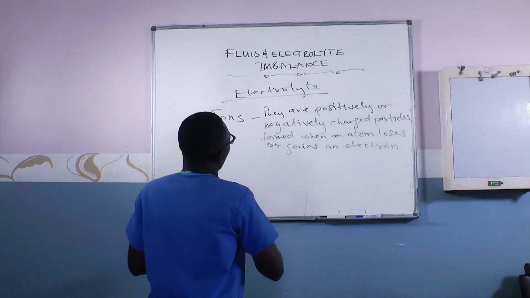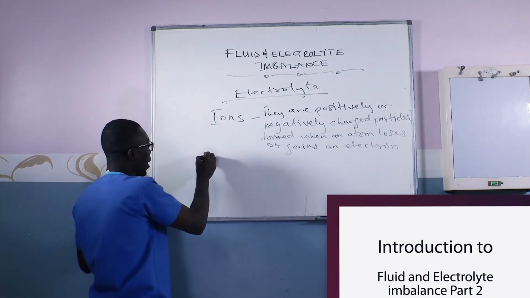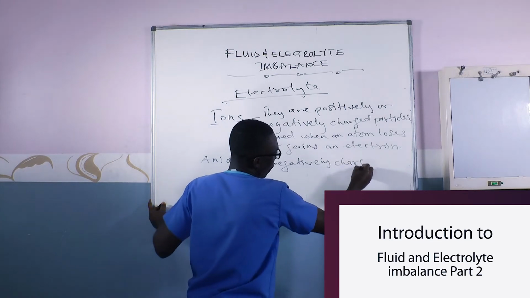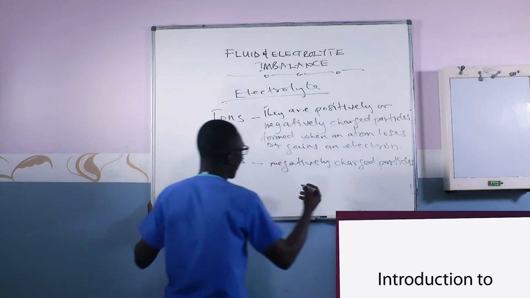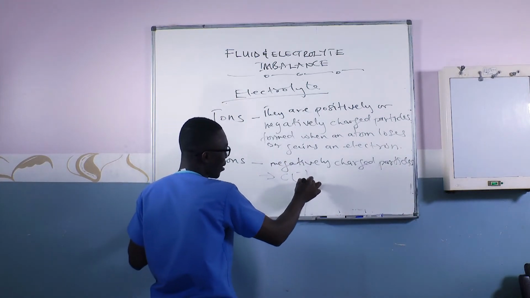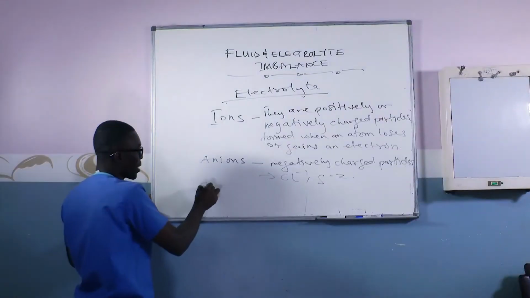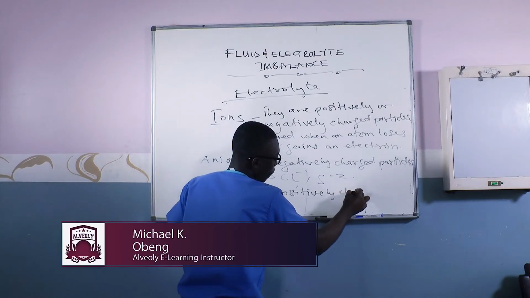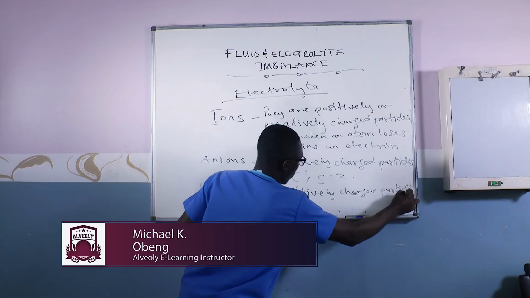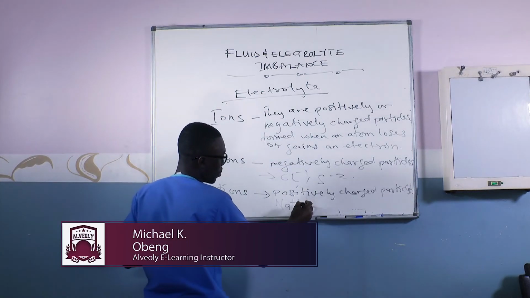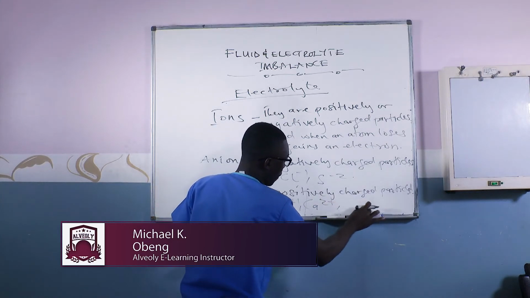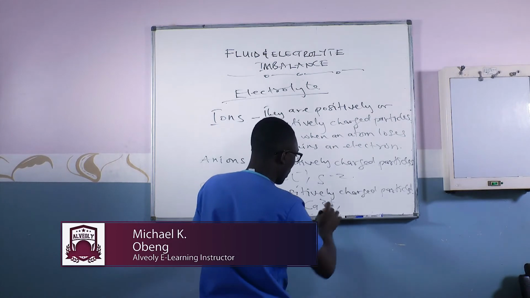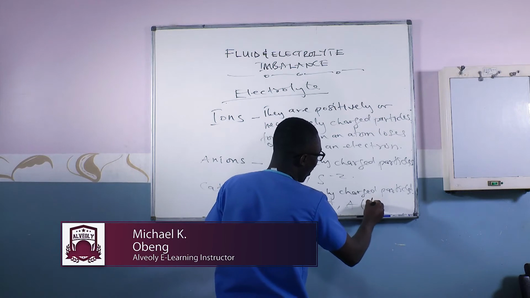Okay, so under ions, we have types of ions. So we have anions, which are negatively charged particles. Examples include chlorine, so we have chlorine here, -1, then sulfur. Okay, then we have cations, which are positively charged particles. So examples are sodium, calcium, then we have aluminium. So all these are positively charged particles.